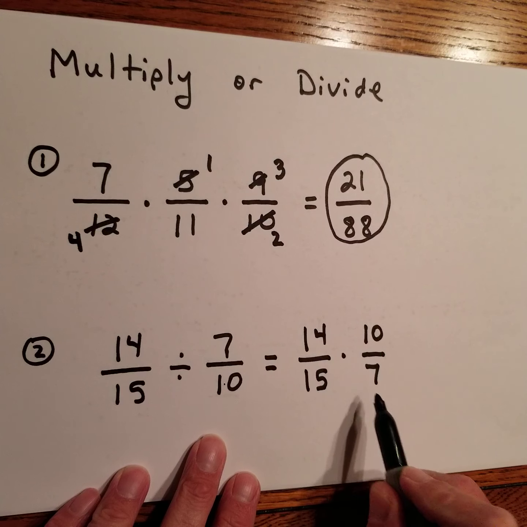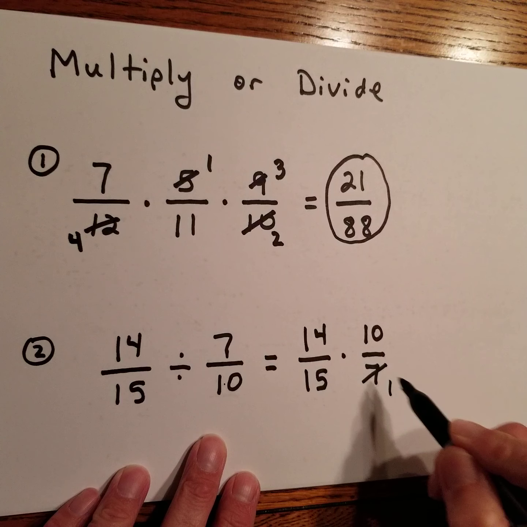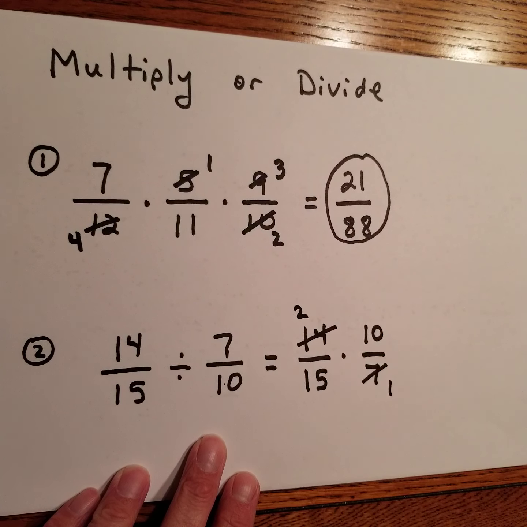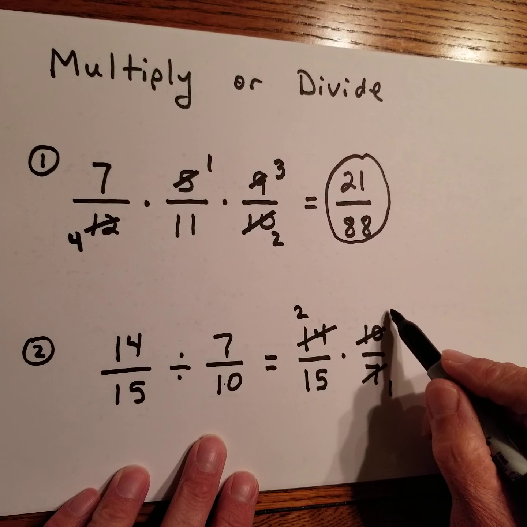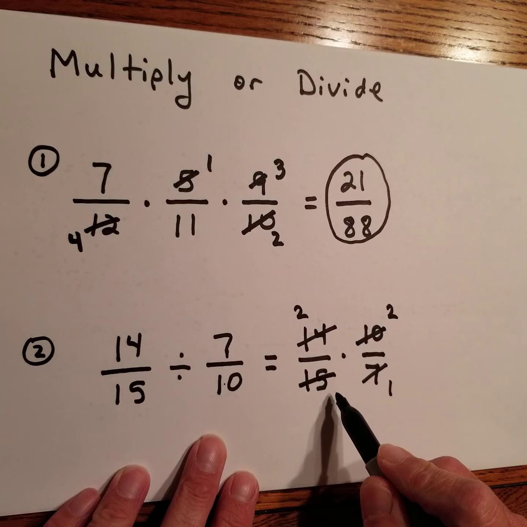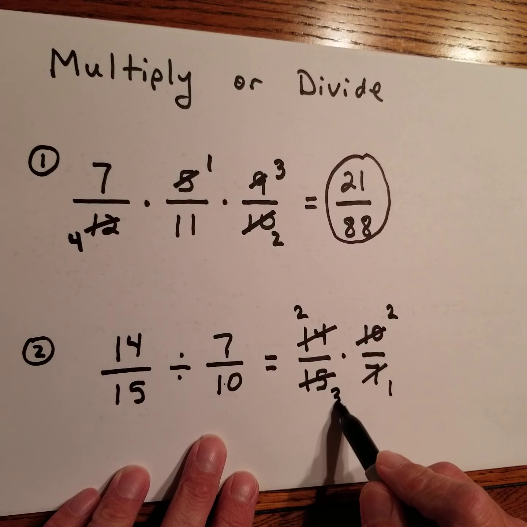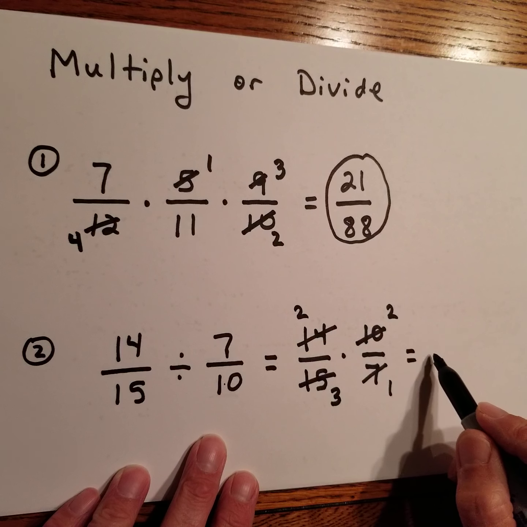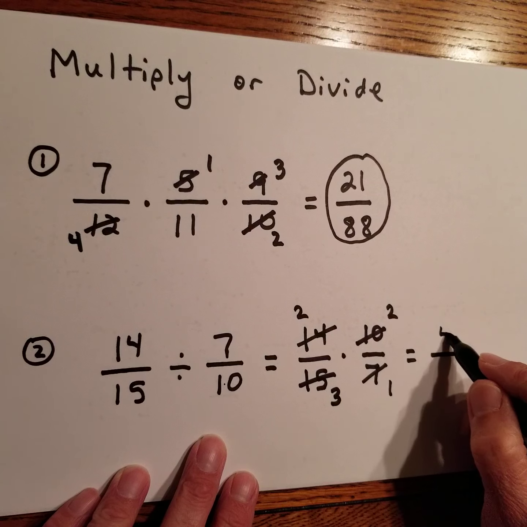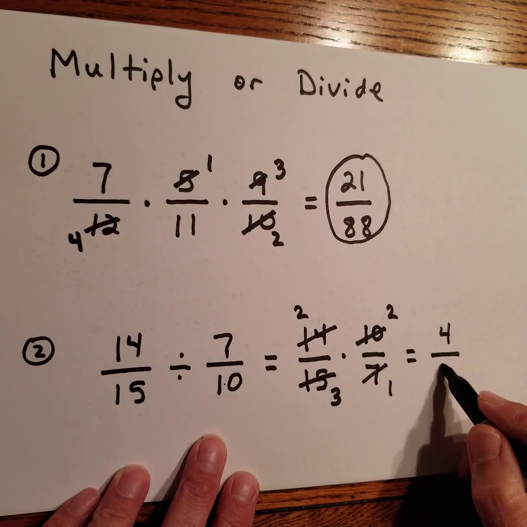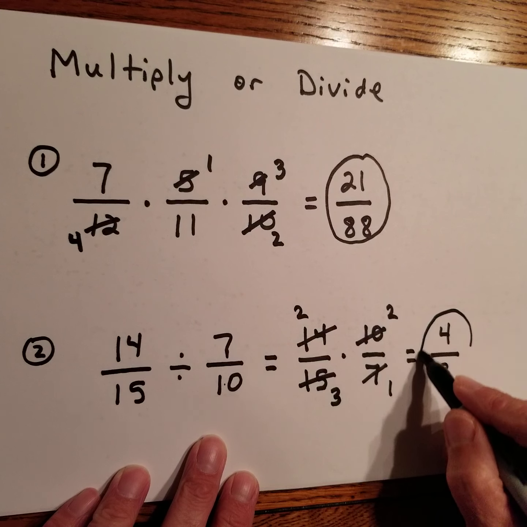The 14 and the 7 are good. Divide by 7, divide by 7. I can also reduce the 10 and the 15. Divide by 10, divide by 5, and divide by 5. Now multiply the tops. 2 times 2, and the bottoms, 3 times 1.